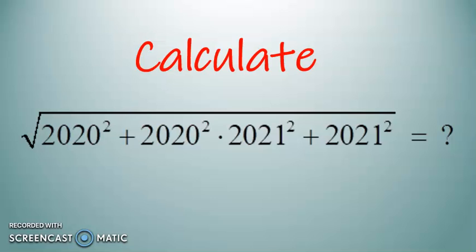Hello to everyone. For today I have chosen one competition algebraic question, namely the following one. Calculate the following expression: the square root of 2020 squared plus 2020 squared times 2021 squared plus 2021 squared. Let's start.